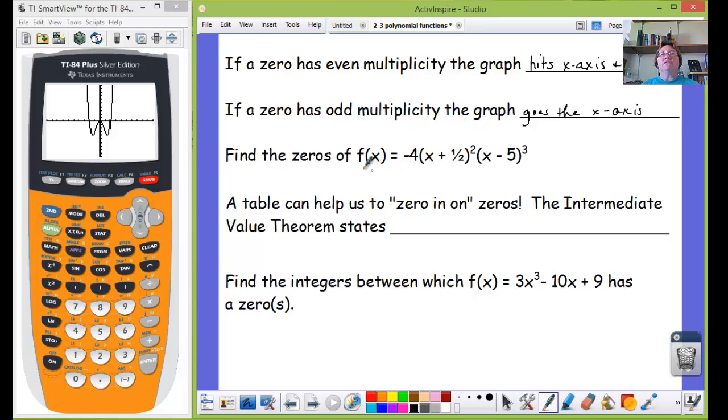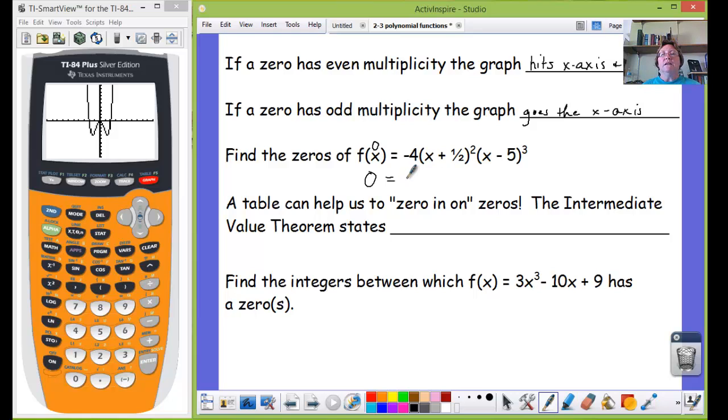This says that we should find the zeros of this function: negative 4 times the quantity x plus 1/2 squared times the quantity x minus 5 cubed. Oh my, please don't start multiplying that. We already are in factored form. The negative 4 has no effect on the zeros. If you make this 0, you can divide by negative 4. It won't change anything.